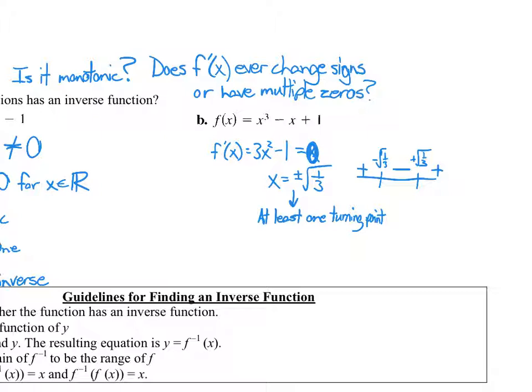Now if it's a function you don't necessarily recognize what it looks like, then you might have to do the sign diagram or whatever. But as long as I know there's at least one turning point, that means it's not 1-to-1. And that means there is no inverse function.